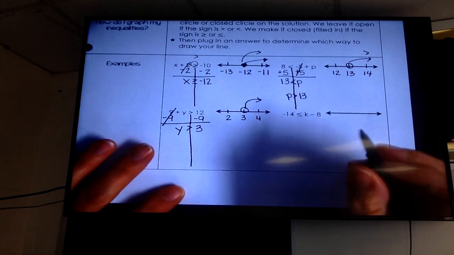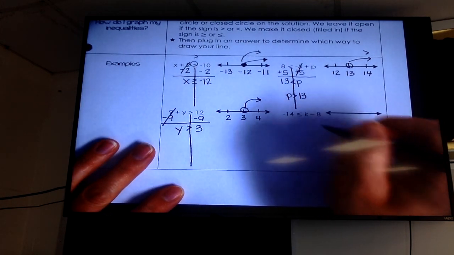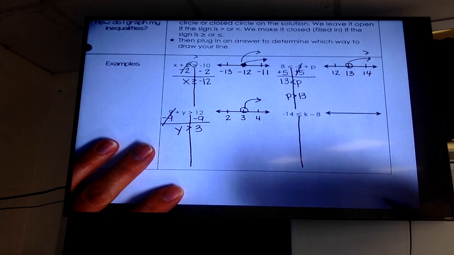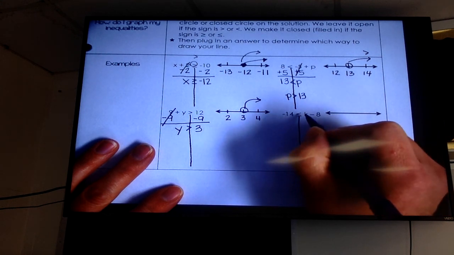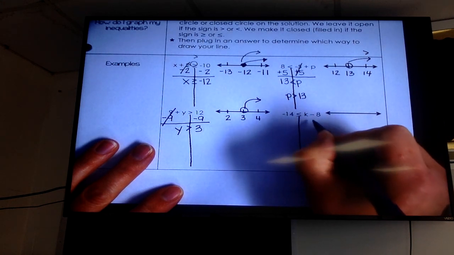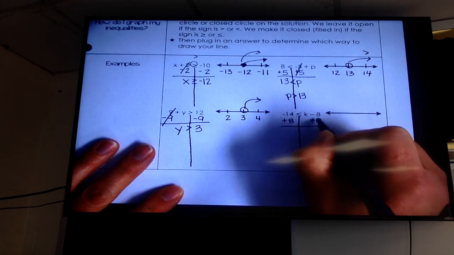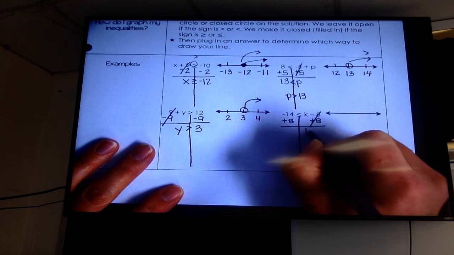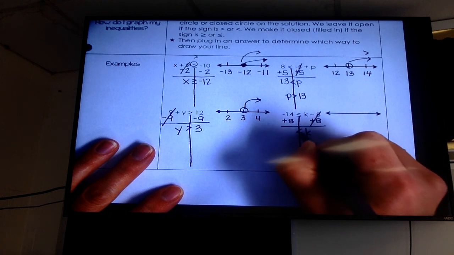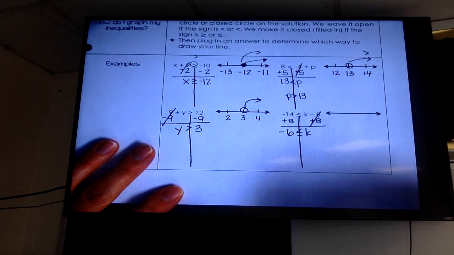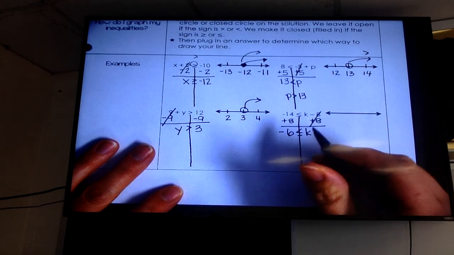Okay, one more. Negative 14 is less than or equal to k minus 8. So again, I'm going to drop my line from the inequality sign. I need to get the k by itself, and I see it with a minus 8 or a negative 8. And the opposite of a negative 8 is a positive 8. So when I put that positive 8 there, they're going to vanish, leaving me k. Keep my sign. A negative and a positive, my signs are different, so I'm going to subtract my numbers and keep the sign of the larger number. So I've come up with negative 6 is less than or equal to k.